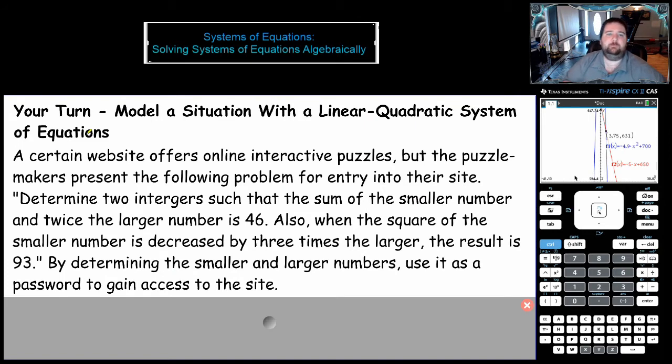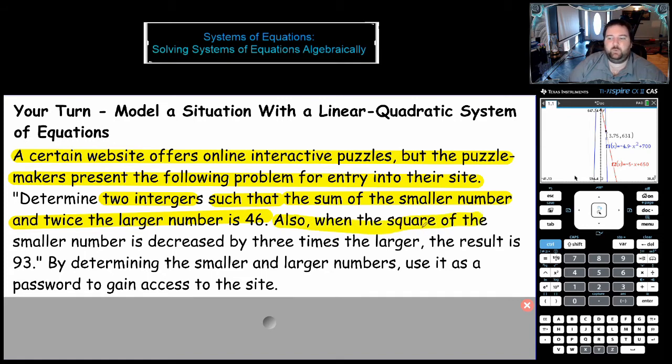It's your turn. So you're modeling a situation just like I did. Your question is, a certain website offers online interactive puzzles, but the puzzle makers present the following problem for entry into their site. Determine 2 integers. Remember what an integer is. An integer is a whole number, such that the sum of the smaller number and twice the larger number is 46. So that's your first equation. You're going to have to convert that from words into an equation.